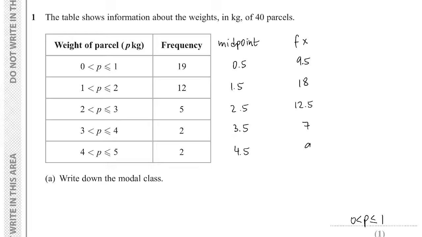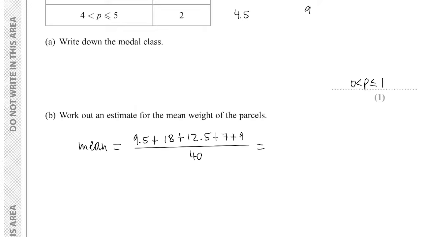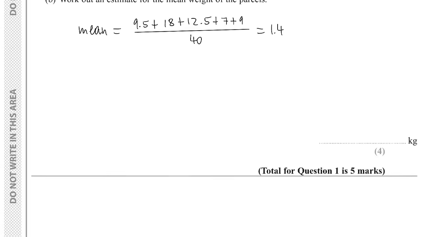which is 9. And if you just add them up, the mean will be just the sum of these divided by the number of parcels. So 9.5 plus 18 plus 12.5 plus 7 plus 9, and you divide that by 40, and this is giving us an answer of 1.4. So that's the mean weight, 1.4 kilograms.